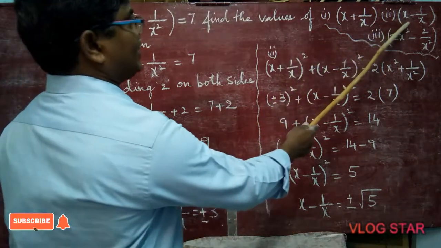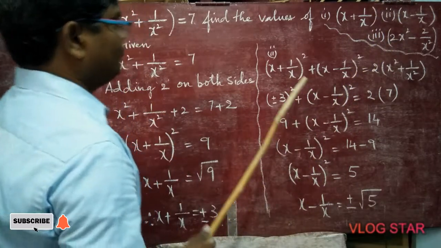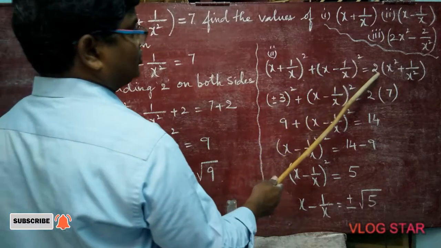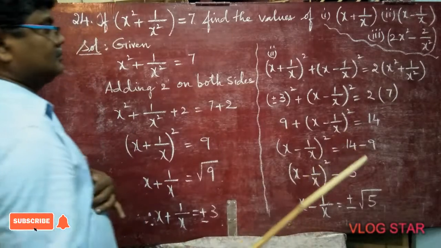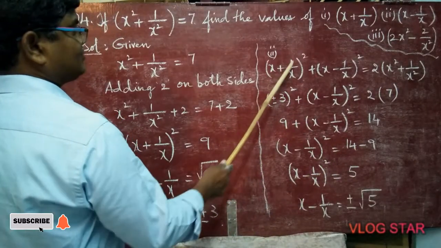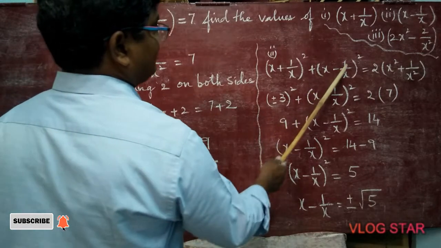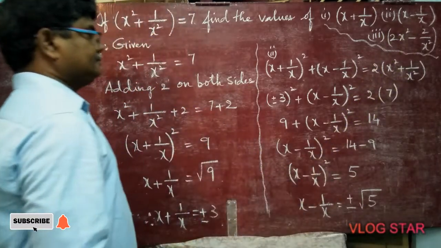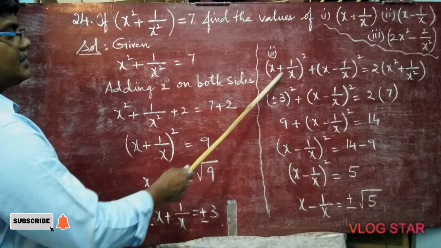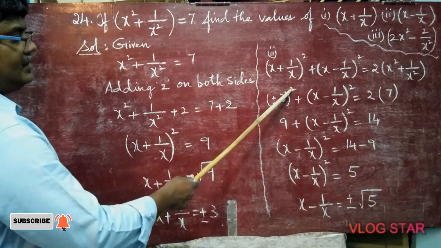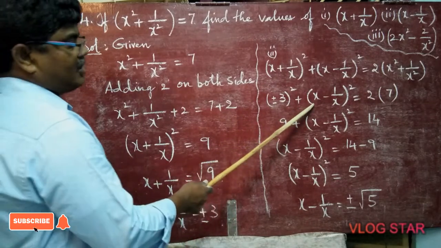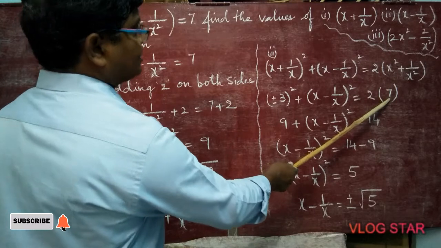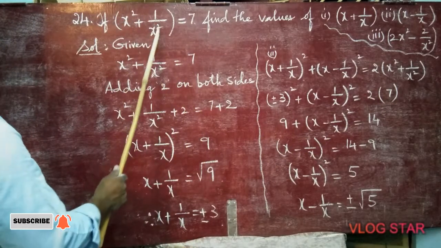Second bit, they told to find x minus 1 by x. We know the formula: a plus b whole square plus a minus b whole square is equal to 2 into a square plus b square. Now we are writing in x formula. x plus 1 by x whole square plus x minus 1 by x whole square is equal to 2 into x square plus 1 by x square. Now we got the value of x plus 1 by x as plus or minus 3 whole square, plus we don't know this value, we have to find, x minus 1 by x whole square is equal to 2 into 7. From where did we get the 7? Given in the problem, x square plus 1 by x square is equal to 7.